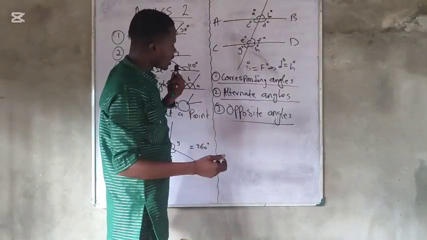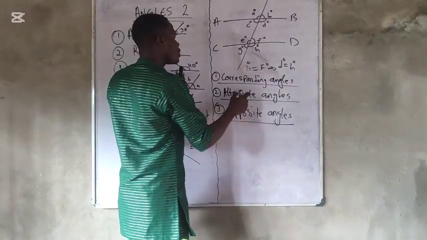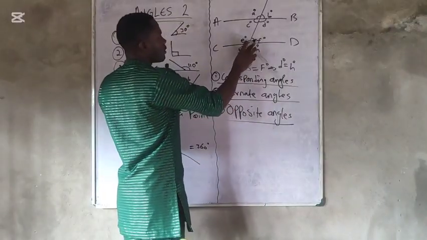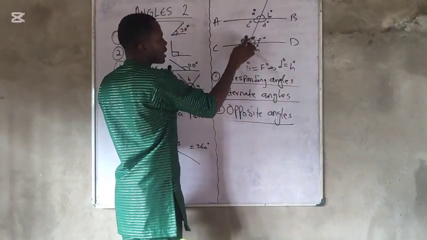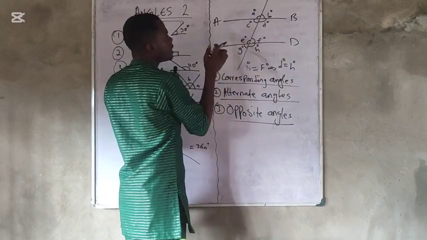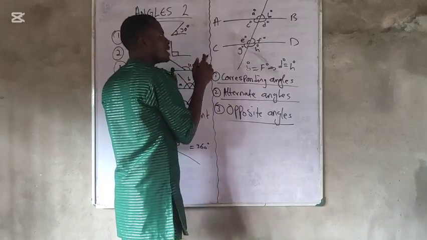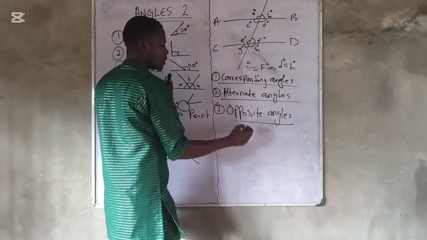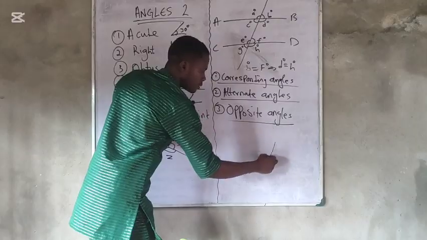Then to alternate angles. Alternate angles are angles that are facing slightly opposite to each other, like C and F. They are alternate angles. Something like this. Look at this.